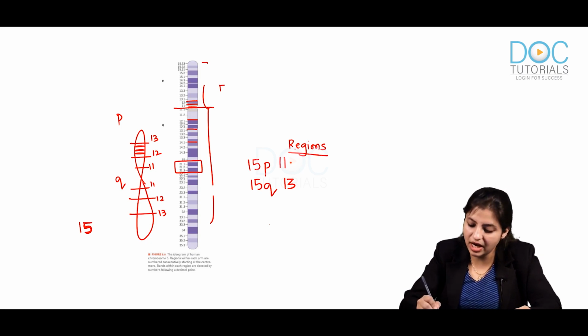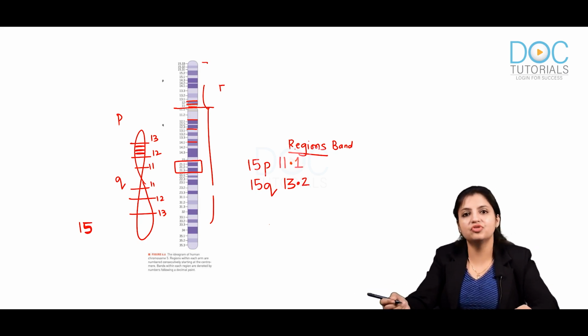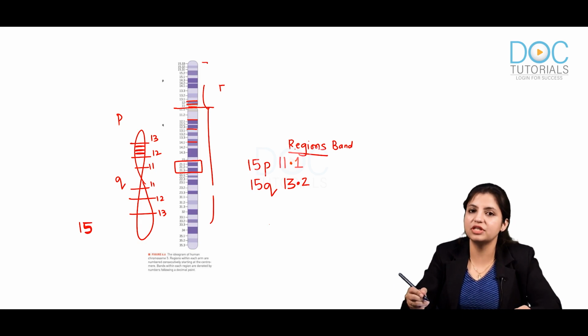After the region we will write the band. So you will put a decimal here and write the band. Which band? Band number 1, band number 2, band number 3. So every chromosome is further divided into bands.